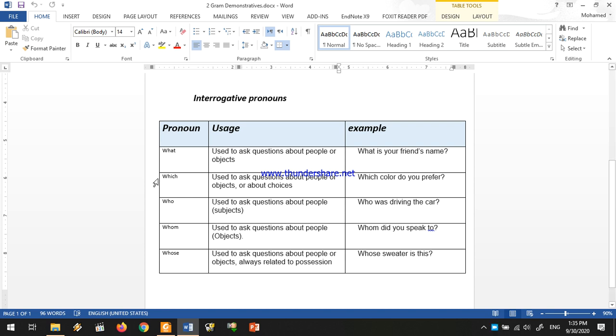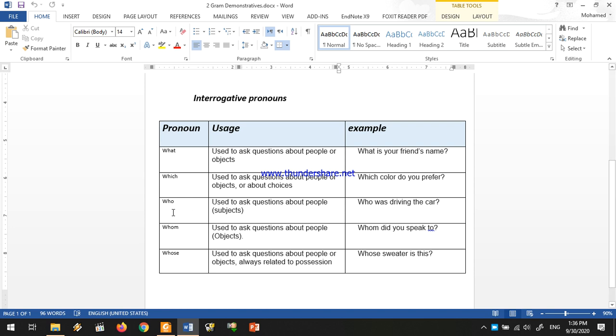Next we have which. Which is also used to ask about people or objects. It's usually used to give options or preferences. For example, if I'm holding two pens, one is red and the other is blue, and I'm asking which one do you prefer, the blue one or the red one? So I'm giving you options or choices to choose from.